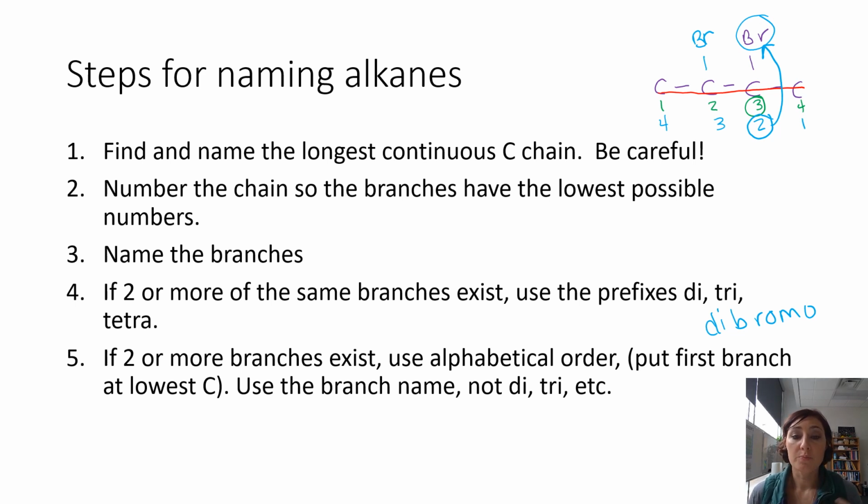And if you have 2 more branches that exist, say they're different branches this time, when you're naming that organic molecule, you're going to make sure when you name it that you put the branch that is first alphabetically first in the name as well. So for example, bromo would come before chloro, and both of those would come before methyl. If I have 2 of them, say it's dibromo, I don't include the di or the tri or the tetra when I'm alphabetizing those. The best thing you can do is to practice this over and over and over until those rules start to become more natural.